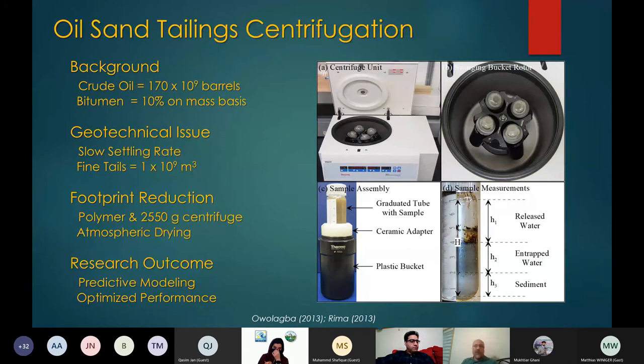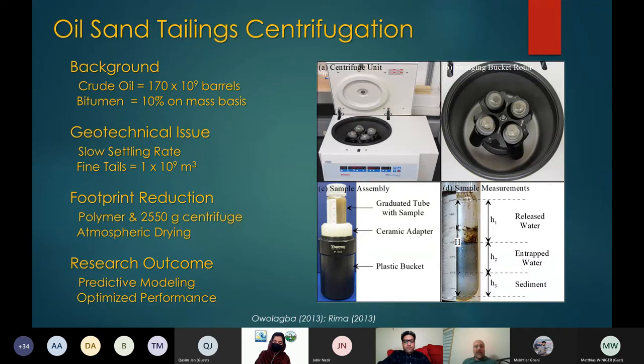She used a centrifuge by putting the tailings in graduated tubes and then generating high values of acceleration, 600 times more than that of gravity, and measuring the amount of released water. If you measure that with respect to time, you can then determine the rate of water release also. Her results showed that centrifugation of up to 600 times that of gravity, along with an anionic polymer, which is a synthetic material that she used in addition to centrifuging it, generated a material with about 34% of the water removed.